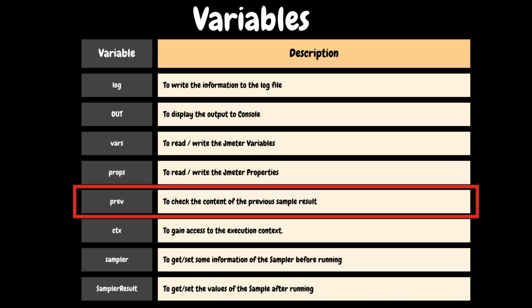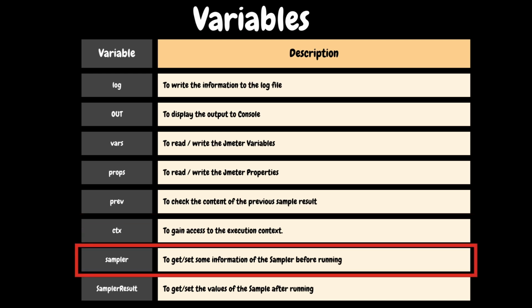Next one, prev. This variable can be used to check the content of the previous sampler results. That means it can be used in post-processor elements so that we can obtain the required information after the sampler execution. Next one, ctx. It helps to gain access to the JMeter execution context. With ctx, we can get some information of the previous sampler, the thread group, or the JMeter engine, etc.